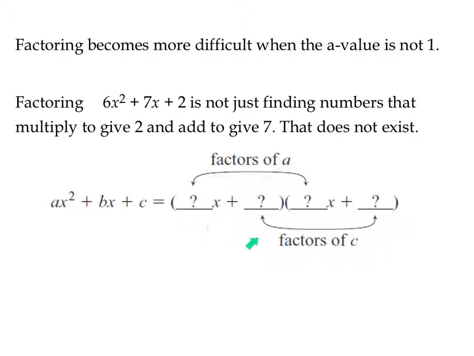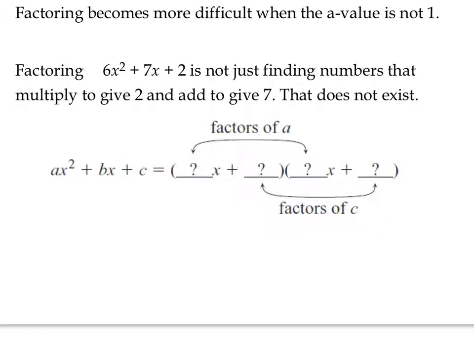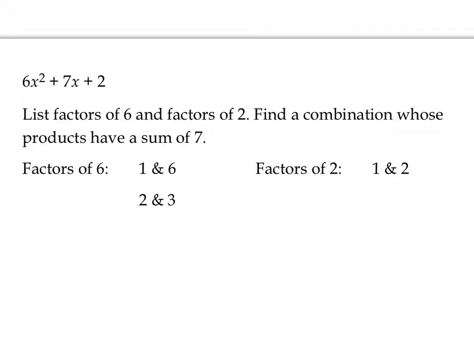Or excuse me, of 6. It could be 1 and 6 or 2 and 3. So we're going to see a couple methods we can use to solve where we're trying to factor and the a value is not a 1. First would be just to list the factors of 6 and 2.